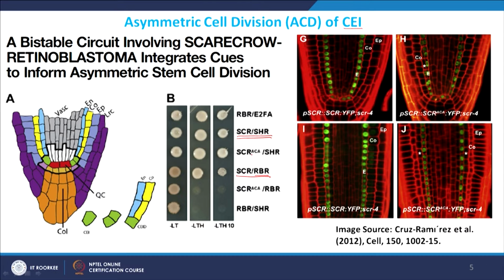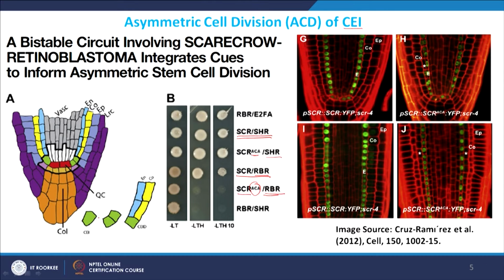These three important residues, ACA, are important for the interaction of the scarecrow protein with RBR. If you mutate these residues, so this is actually the mutant, the SCR will lose interaction with RBR, but the interaction with short root protein is not disrupted. And how this regulates, we are going to look here.